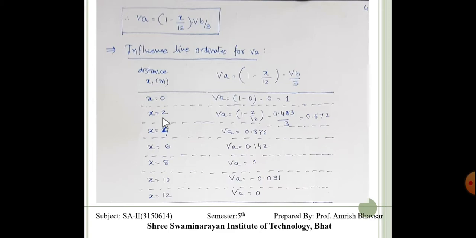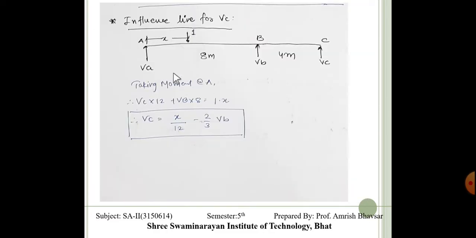Now we have VB, now we have VA, and the third reaction, that is VC. Again for that we have to take the moment at A point, so we can calculate VC. So influence line for VC, that is, taking moment at A, so VB into 8 plus VC into 12 is equal to 1 into X. So here we have the equation for VC in the form of VB.